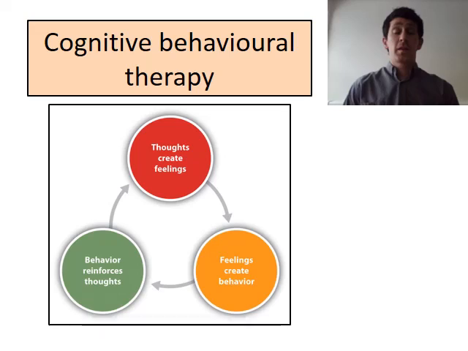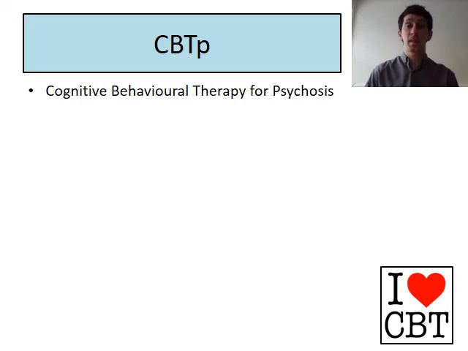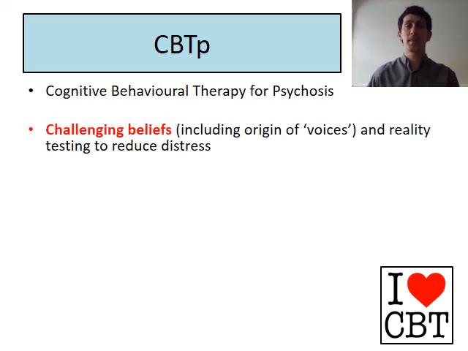This video is going to look at one of the psychological therapies for schizophrenia, and we're going to be looking at CBT, or cognitive behavioural therapy. So the type of CBT used for schizophrenia is often referred to as CBTp, which stands for Cognitive Behavioural Therapy for Psychosis. Remember, psychosis means that it's a severe mental disorder.